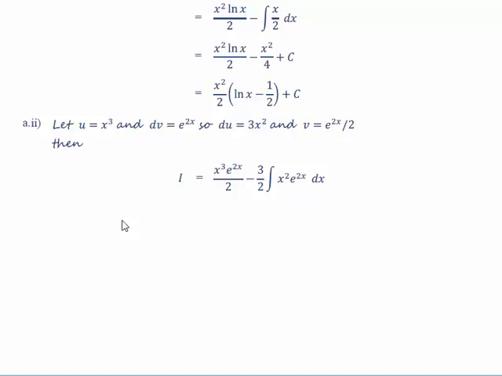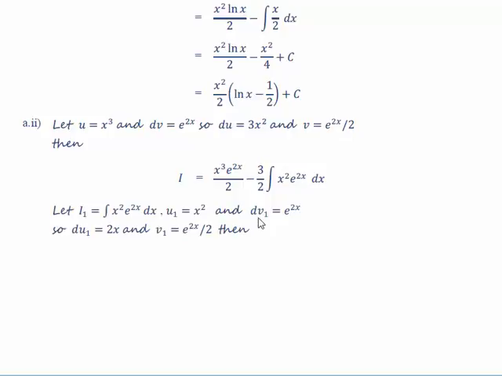So what I'm going to do now is take this bracket here. I'm ignoring the sign and the 3 over 2 and just taking x squared e to the 2x. I'm going to call this I1, integral 1. So now I'm going to let u1 equal x squared and dv1 equal e to the 2x. So I'm just going to repeat this process but with x squared instead of x cubed. So now I1 becomes u1 v1 minus the integral of v1 du1 dx. I've got e to the 2x over 2 times 2x. The 2's will cancel, giving me x e to the 2x.